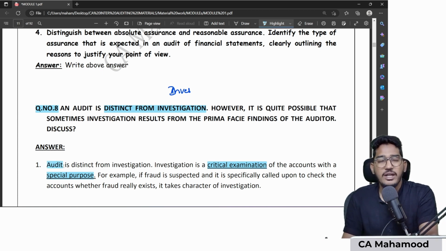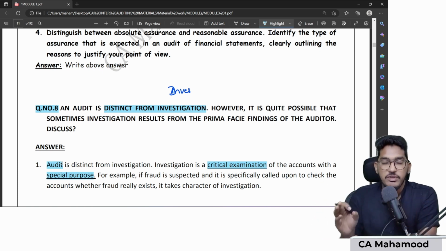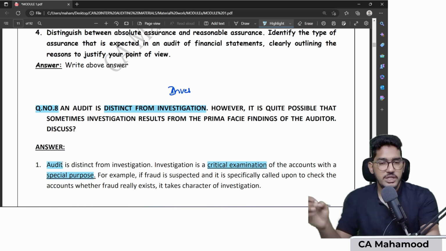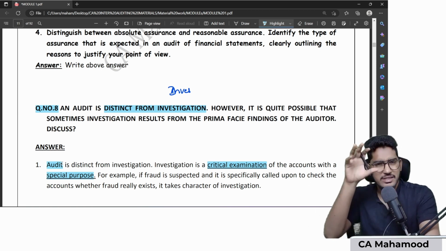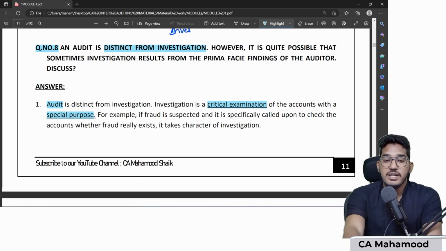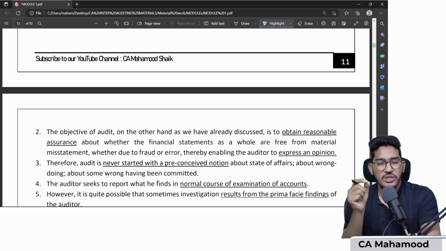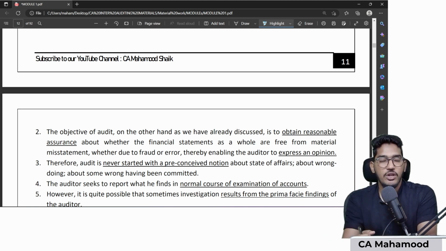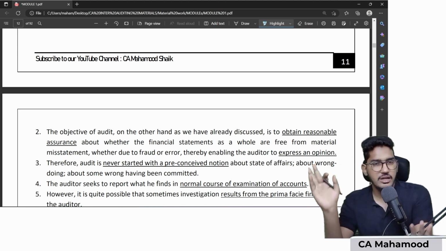Whereas an audit assignment is a general assignment. We will not do an audit only to find out frauds. We do audit with the general objective of expressing an opinion. So it is a general assignment, but investigation is always a special assignment done exclusively with the objective of finding out frauds. And one more thing, audit will happen regularly. Whether you find a fraud or not, year after year audit will happen regularly.